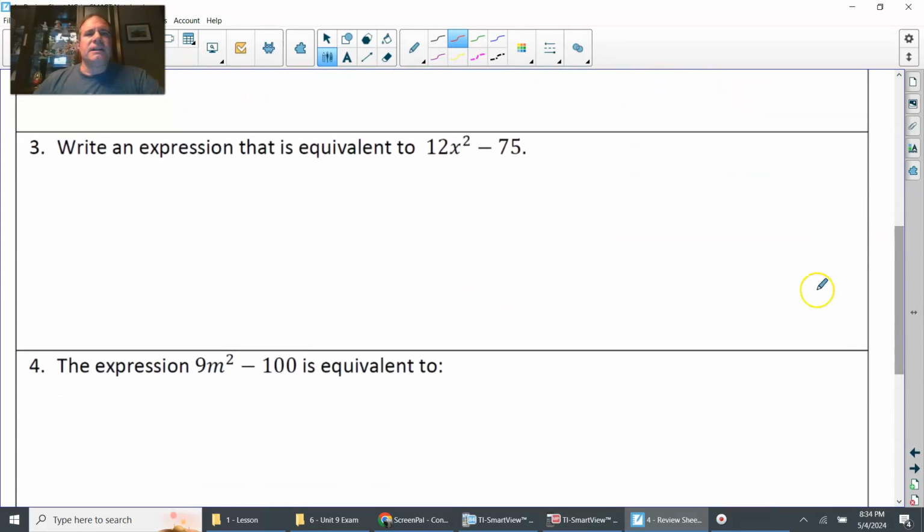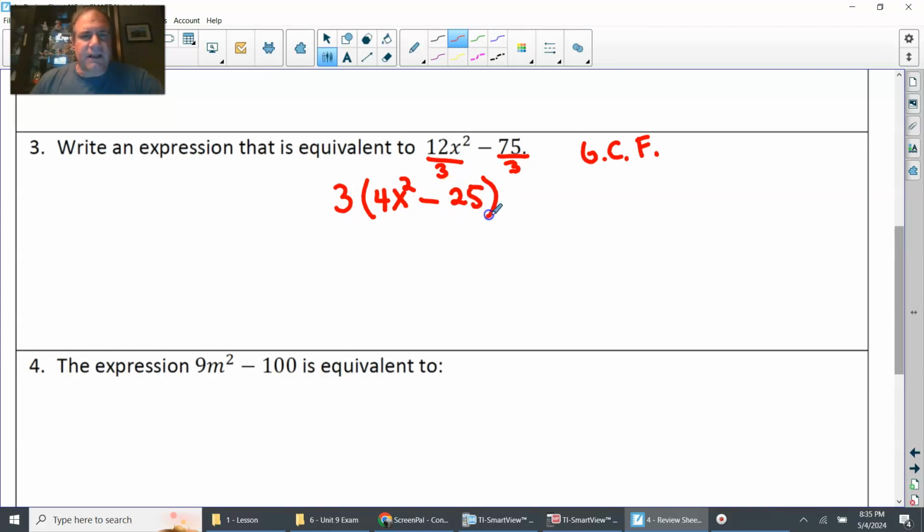Number 3, an expression that is equivalent to this. Okay, so now I'm going to look and say I see that maybe I could take out the greatest common factor. What is the greatest number that goes into 12 and 75? 3 is the greatest number. So I'm going to divide this by 3, divide this by 3. So 3 times what equals 12x squared? 3 times 4x squared, minus 3 times what? 25 equals 75.